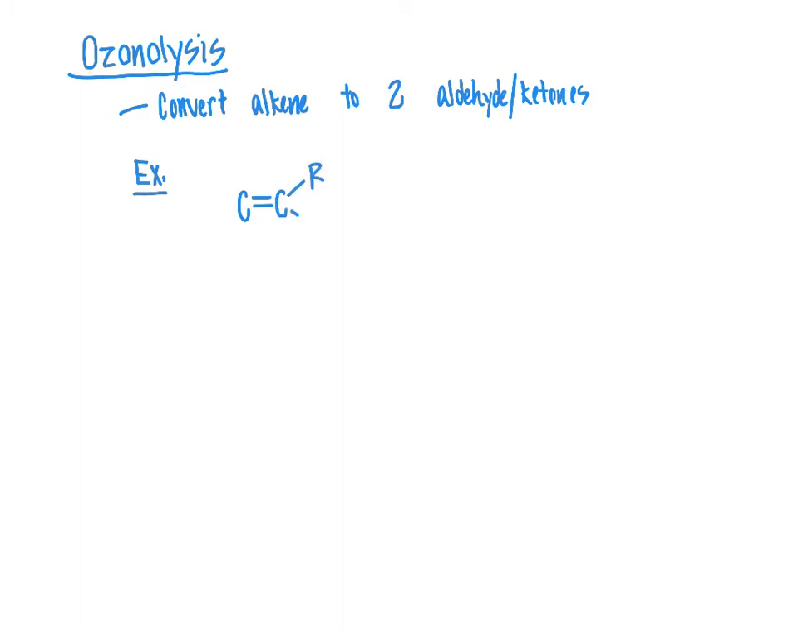In ozonolysis, what we need to be aware of in general is that this reaction is going to allow us to convert an alkene into two aldehyde or ketone products. So what is the general layout of this reaction? Well, the generic layout is that we start with our alkene. I'm going to plug in the R groups here, which I will just refer to as R, R prime, R triple prime, etc.